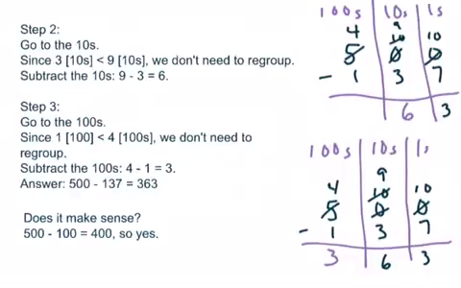Does it make sense? Well, if I rounded, 500 minus 100 equals 400. So yes, my answer of 363 does make sense because 400 is close.